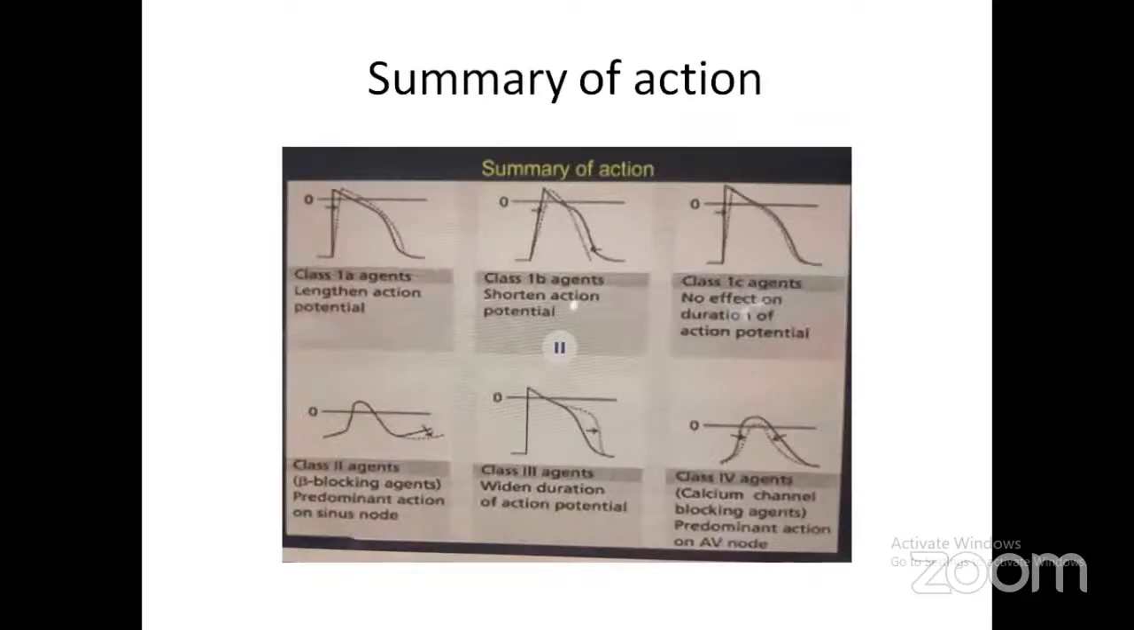Summary of action of all anti-arrhythmic drugs. Class 1A agents lengthen action potential. Class 1B agents shorten action potential. Class 1C agents have no effect on duration of action potential. Class 2 agents, that is beta blockers, have predominant action on sinus node. Class 3 agents widen duration of action potential. Class 4 agents have predominant action on AV node.